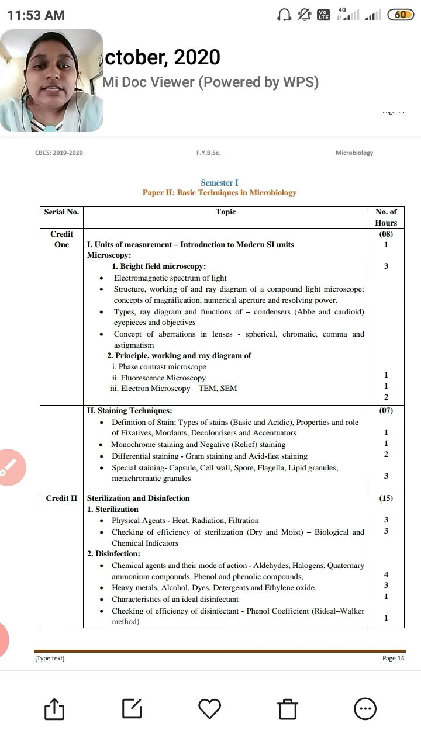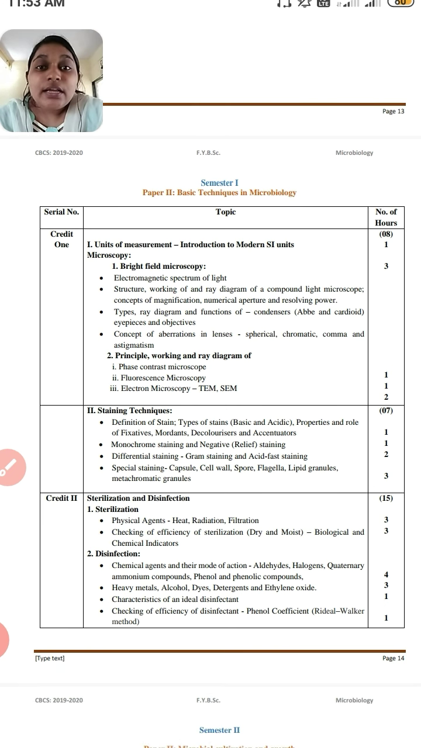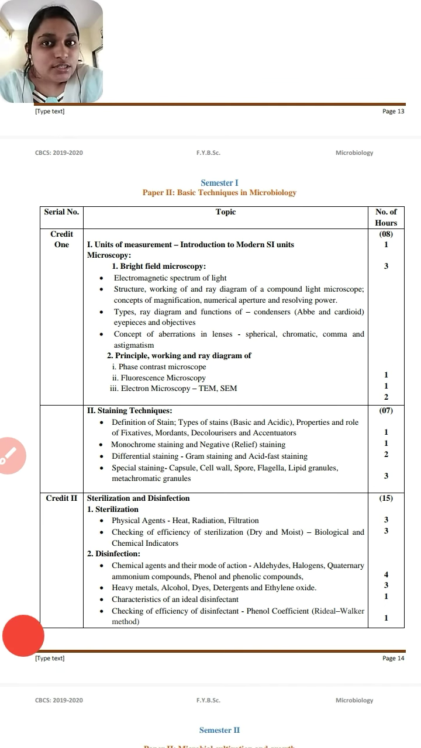Then after that we will see the concept of aberration in lenses: spherical, chromatic, coma and astigmatism. These aberrations are nothing but imperfections, like no lens is perfect in the world. Through aberrations we will come to know what type of mistakes happen in the lenses while constructing them, and in the image formation as well.